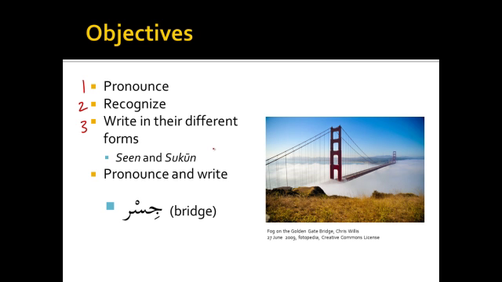of a letter. And remember, there are four positions for each letter of the Arabic alphabet. And the Seen is going to have all four of those positions. Our fourth objective is to pronounce and write the Seen and the Sukoon in a word. And the word we have for today is Jisr, meaning bridge. So let's move on.